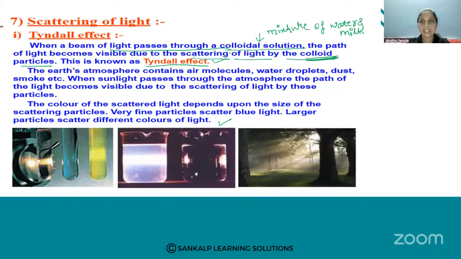This scattering amount depends purely upon the size of the particles. So if you are asked for the Tyndall effect definition in your exam, you should write it like this: when a beam of light passes through a colloidal solution, the path of light becomes visible due to scattering of light by the colloidal particles. This is called the Tyndall effect. Okay, just observe these pictures. It explains that a different amount of scattering occurs in different mixtures.